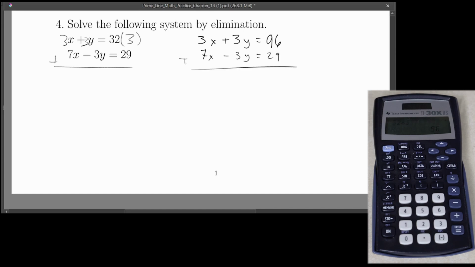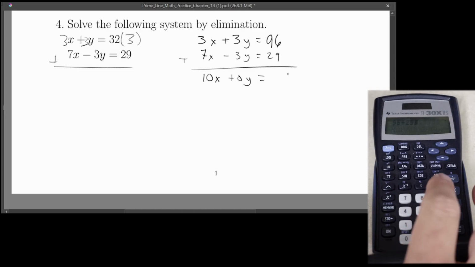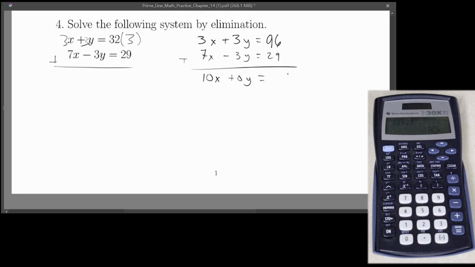We can add both equations together and get 10x plus 0y, so our y's cancel out. And we have 96 plus 29, and we get 125. Okay, this gives us 10x equals 125. We can divide both sides by 10. We get x equals 12.5.